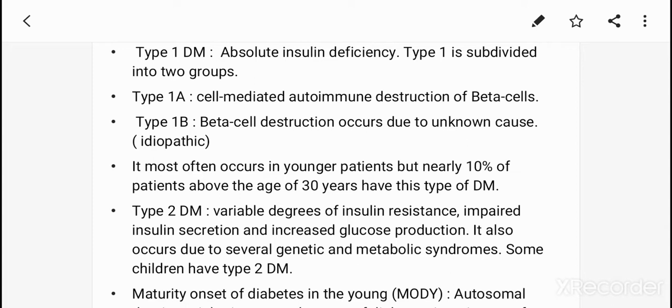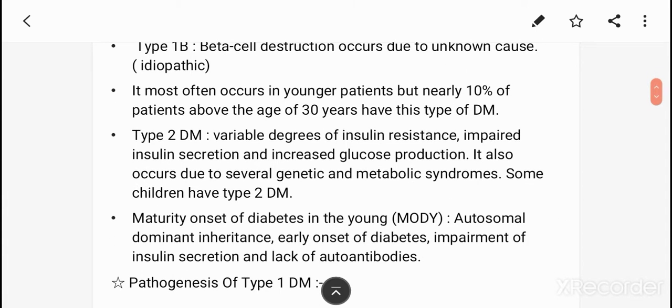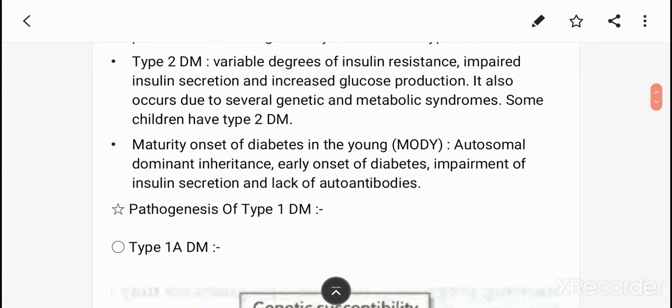In type 2 DM, there are variable degrees of insulin resistance, impaired insulin secretion, and also increased glucose production. So it also occurs due to several genetic and metabolic syndromes. Some children again have type 2 DM. Maturity onset diabetes of the young, that is MODY, has autosomal dominant inheritance, early onset of diabetes, impairment of insulin secretion and lack of autoantibodies.